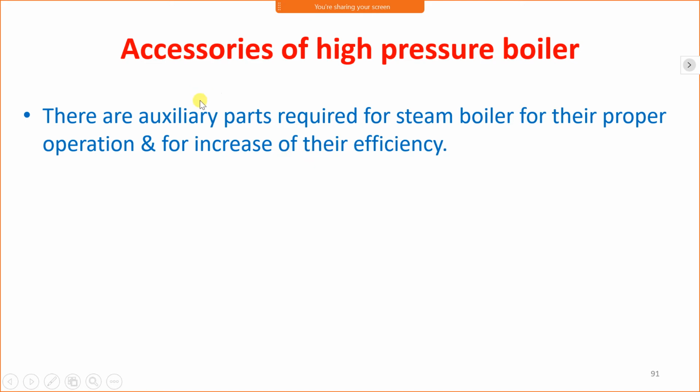Now, when we talk about accessories, consider a two-wheeler vehicle or a scooter. We use accessories for proper functioning or for increasing the efficiency of the vehicle. These are not required parts. When any automobile is purchased from the showroom, it doesn't come with any accessories. You can run your vehicle without accessories also, but we use some accessories for improving the performance.